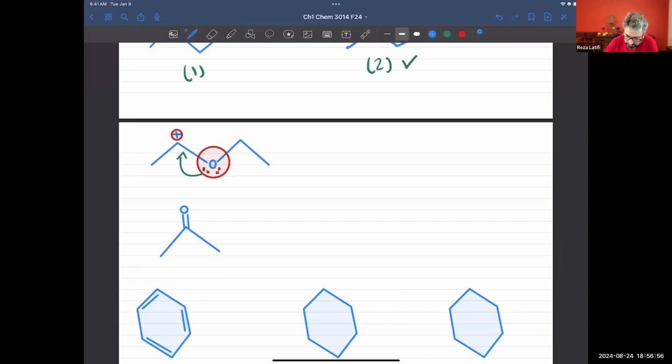So I'm going to get this. I have oxygen here. I use one of the lone pairs, so I'm left with only one. And what will happen with that lone pair? I will show it here as a double bond.